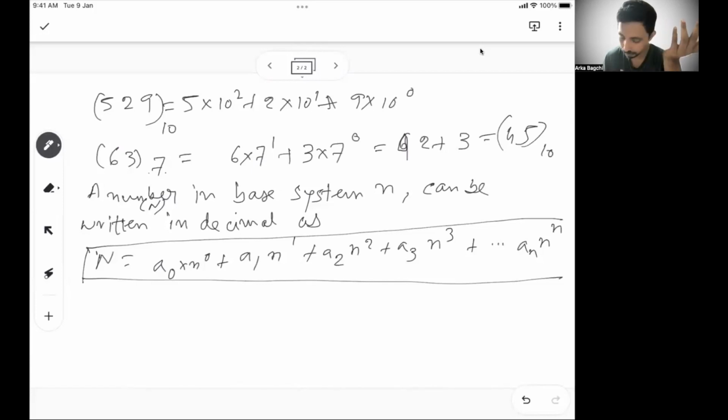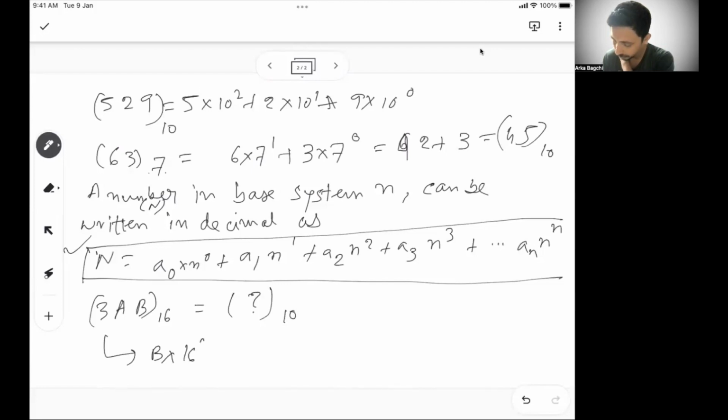So let's try it with one. Let's say I have 3AB in base system 16. How can I write this as a number in decimal system? What in decimal system converts to 3AB in hexadecimal system? 16 means hexadecimal system. So I will use this. So my first is basically B into 16 to the power 0 plus A into 16 to the power 1 plus 3 into 16 square.